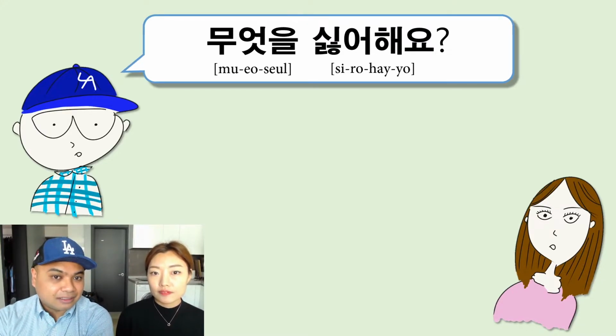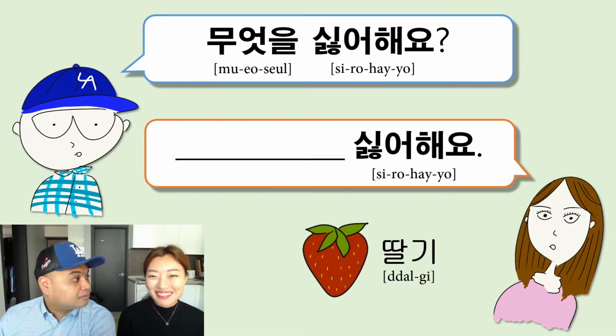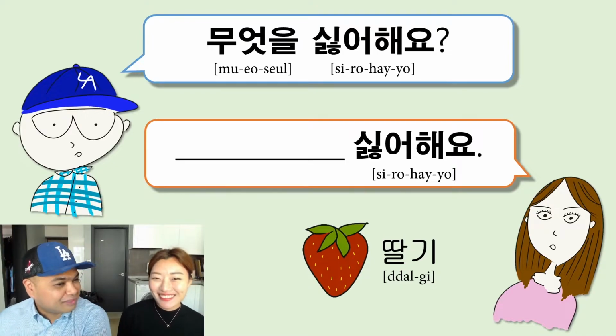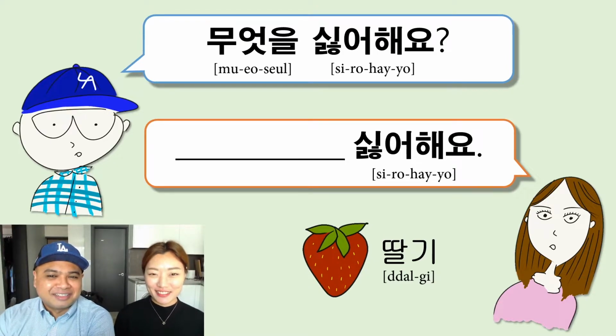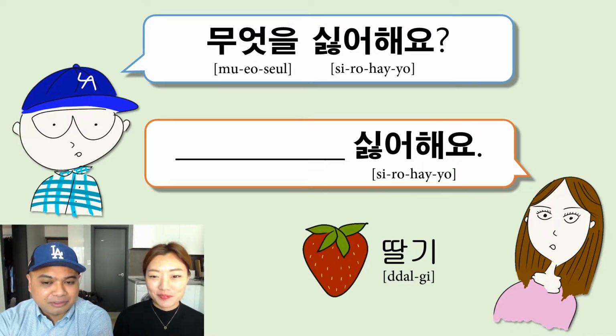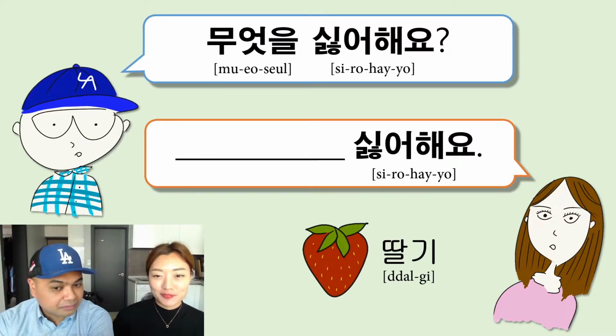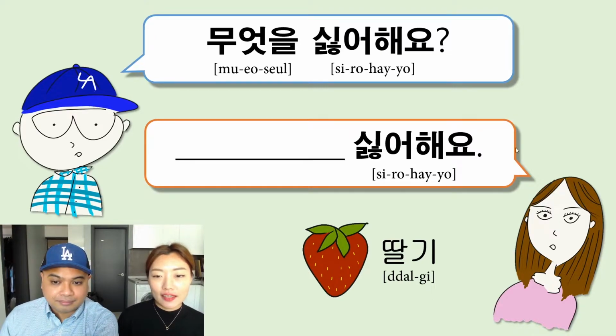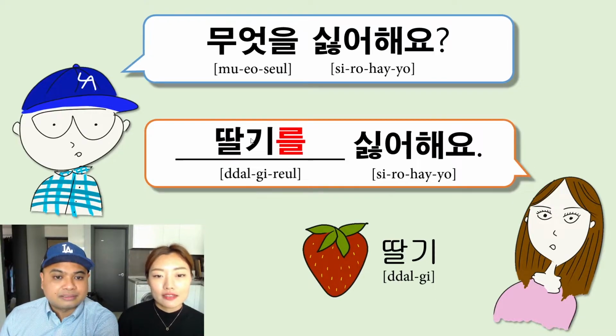So I'm asking Donna, 무엇을 싫어해요? What do you dislike? Yeah, but it sounds a little stronger, doesn't it? All right. So we have a picture of a strawberry, and how do we say strawberry? 딸기. And 딸기 ends with a vowel, so you need a 를. 딸기를 싫어해요.